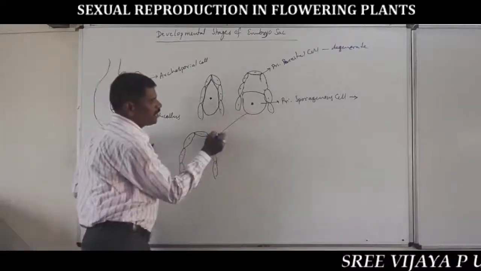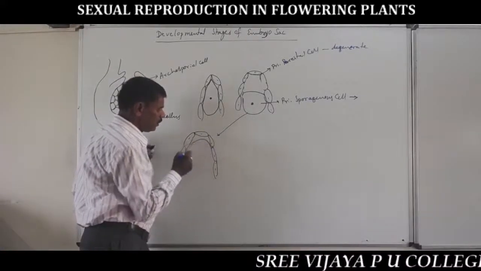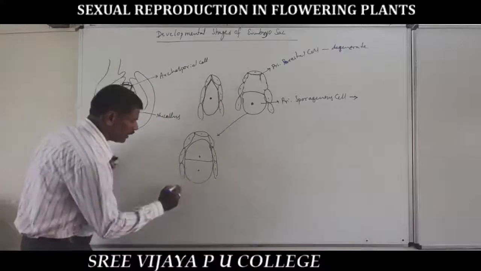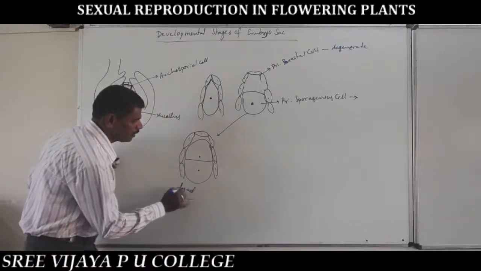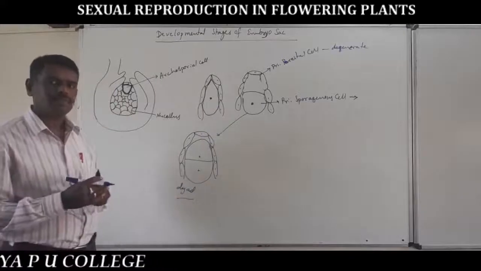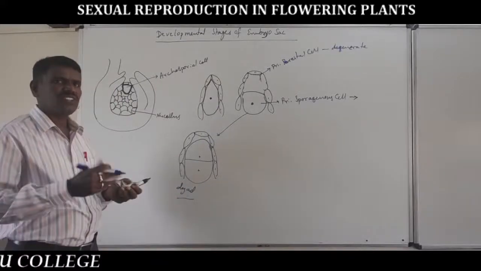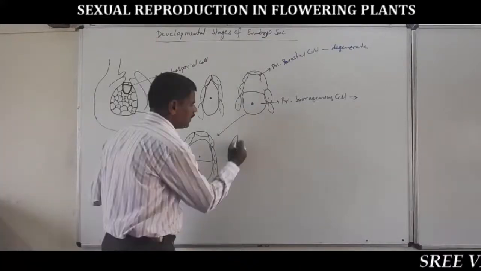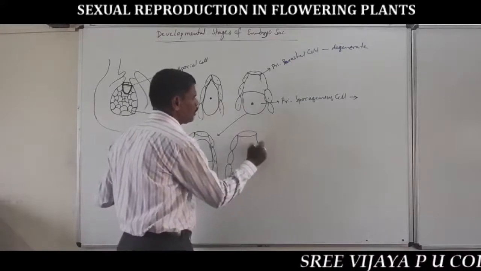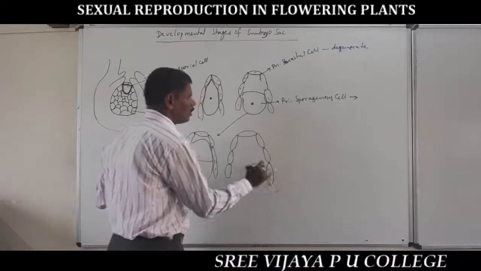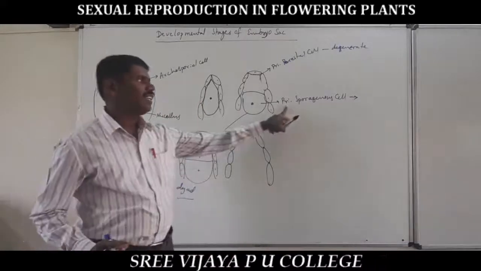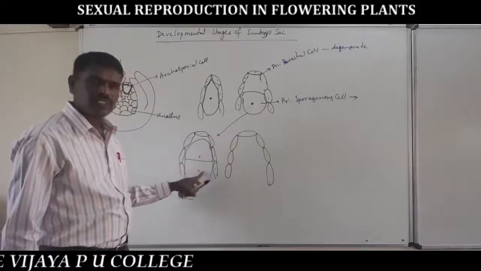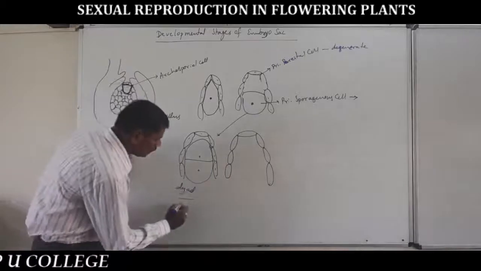This primary sporogenous cell divides into two cells. Once again it divides into two cells. That is the condition of diad nature. The sporogenous cell which remains is divided into two cells, and it leads to the formation of a diad or two megaspores.